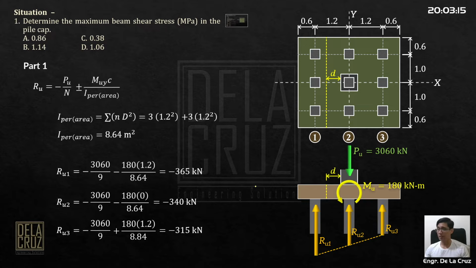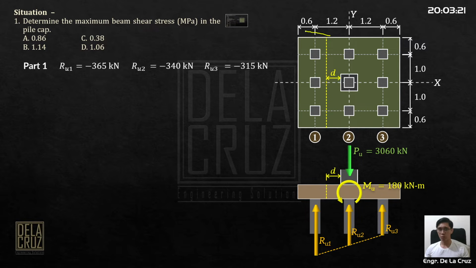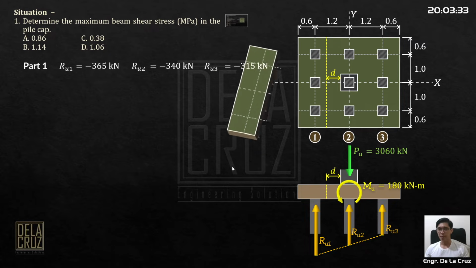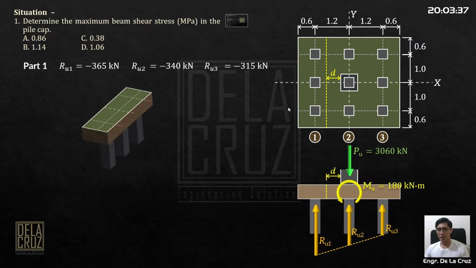Kung titingnan natin sa side, i-gather lang natin yung mga reactions. Again, dito tayo pumili ng section kasi andito yung pinakamalaking reaction. Okay, tingnan natin dito. Tingnan natin in 3D. Yan. So, ito yung ating bars. Okay, klaro yan ha? From here, kumbaga ito yung masishear.